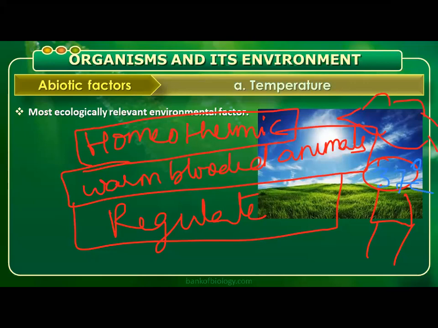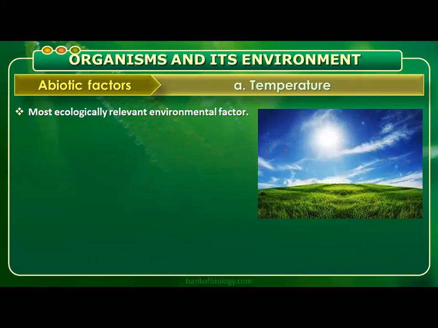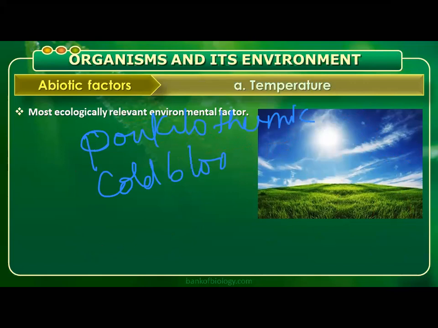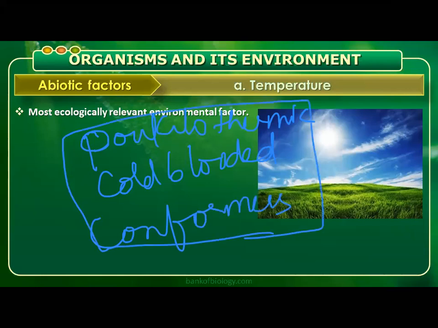What do you call it: homeothermic, warm-blooded, or regulator? Let's see the contrast, poikilothermic animals. Poikilothermic animals are also called cold-blooded. They are conformers. That means they change their body temperature according to the atmospheric temperature. They don't have any mechanism to regulate the body temperature. Body temperature changes according to the atmospheric temperature.